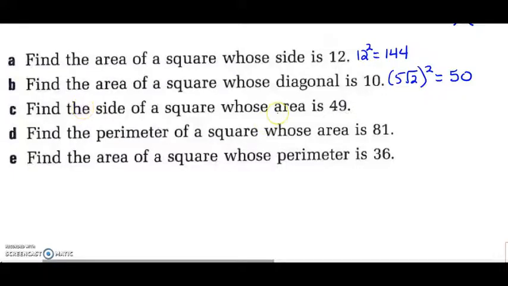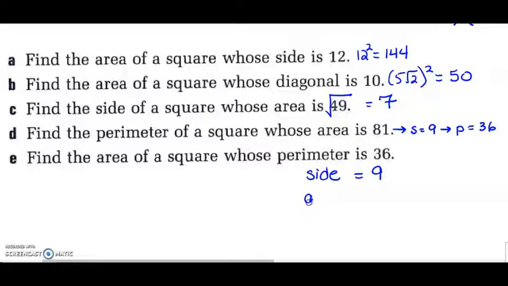Find the side of a square whose area is 49. Well, the square root of 49 is 7. Find the area of a square whose perimeter is 36. If the perimeter is 36, then 36 divided by 4 will give us the length of the side. The side is then 9. So the area is 9 squared, or 81.